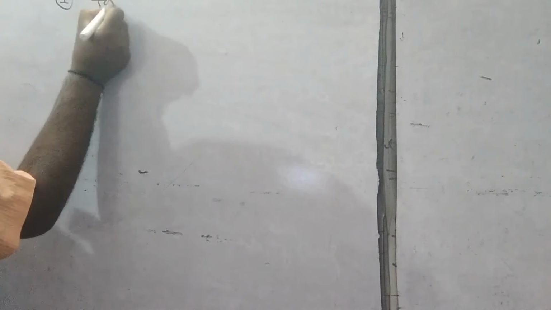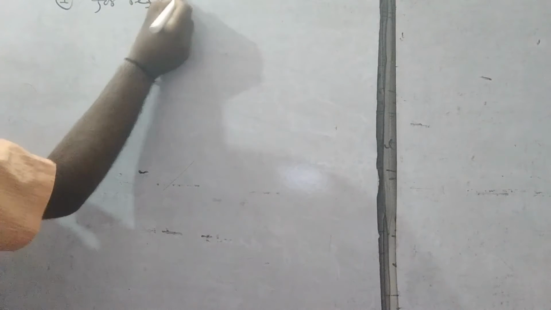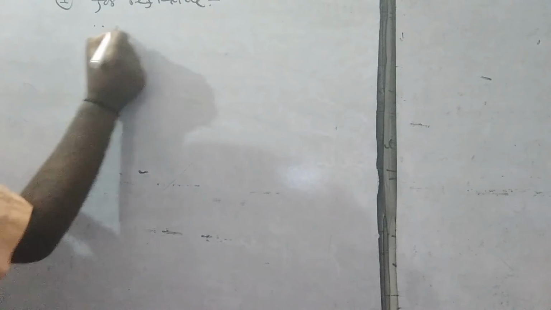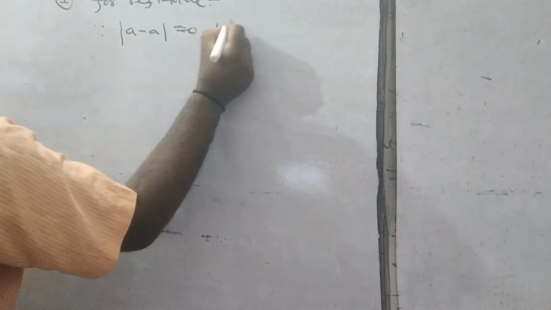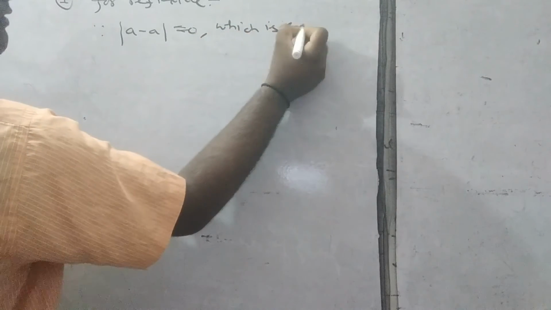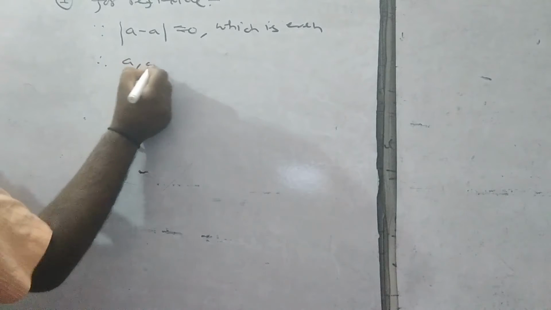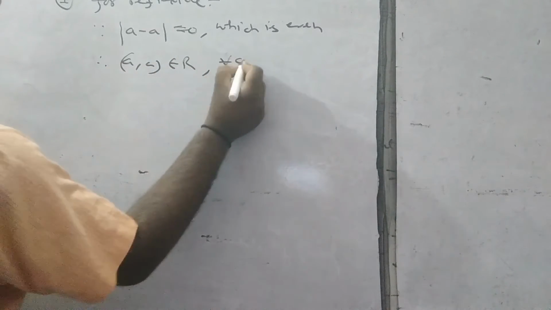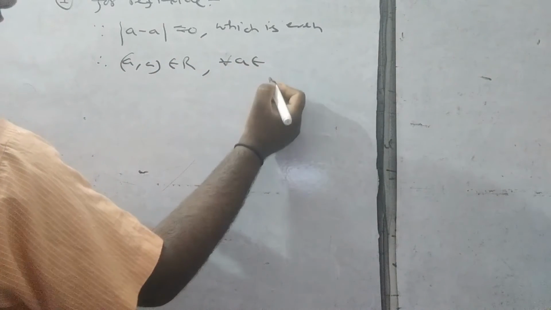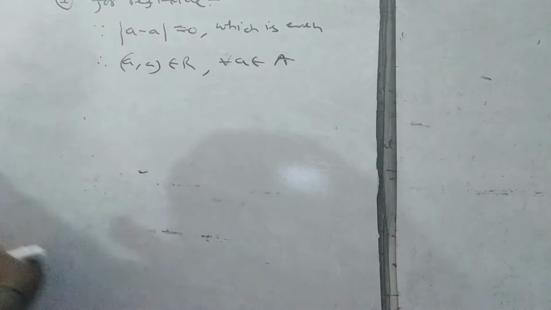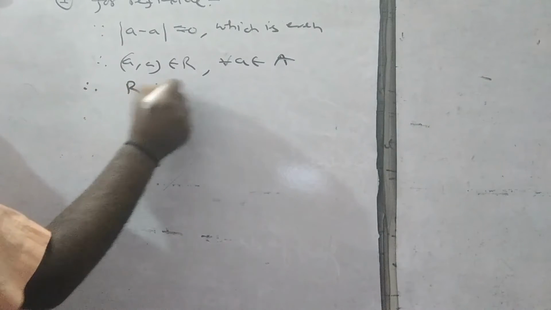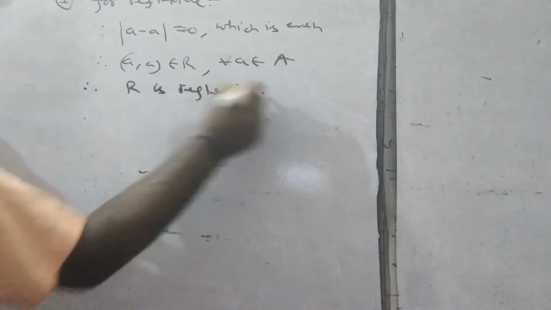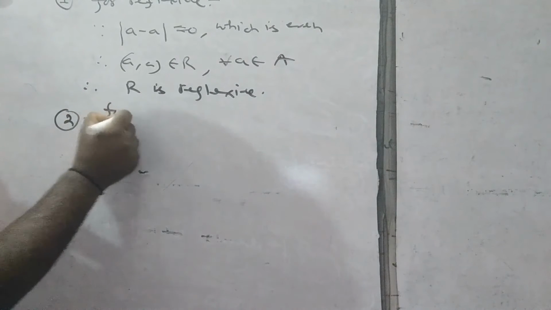How can we write? So first, for reflexive, since mod A minus A is equal to 0, which is even, therefore A comma A belongs to R for every A belongs to set A, therefore R is reflexive.